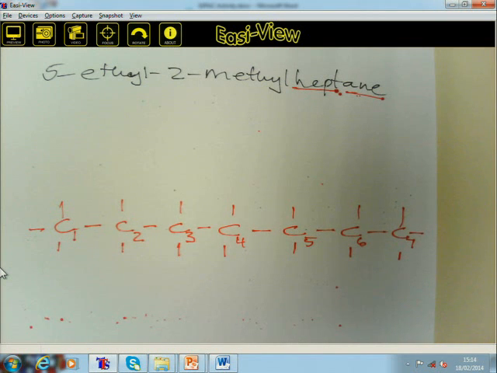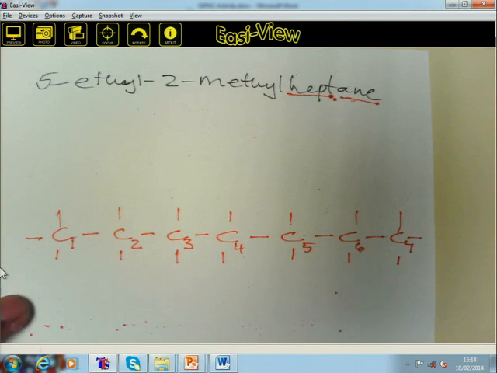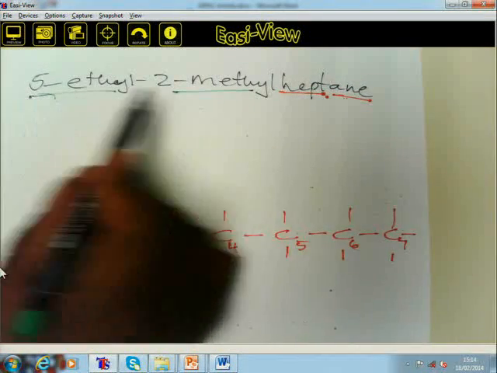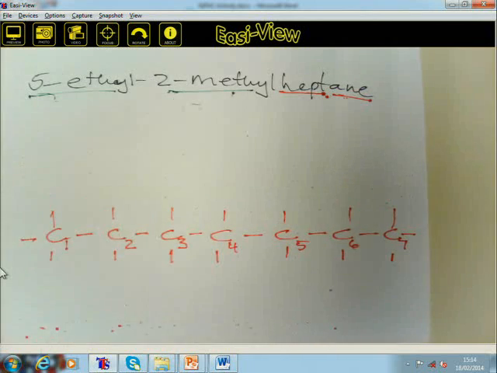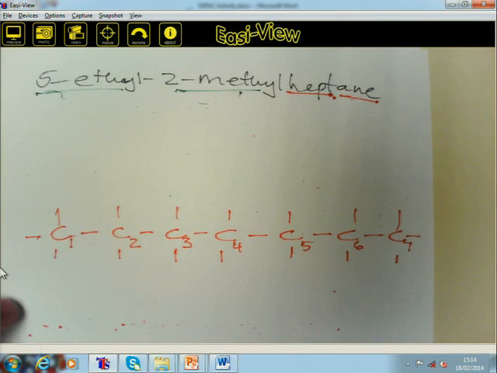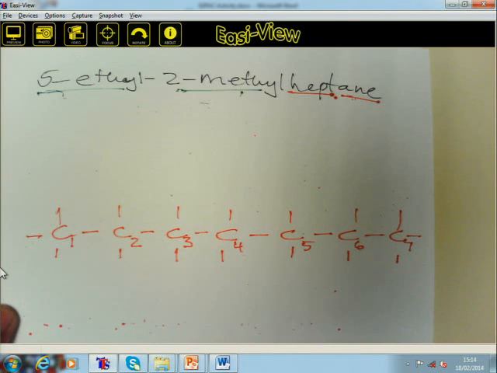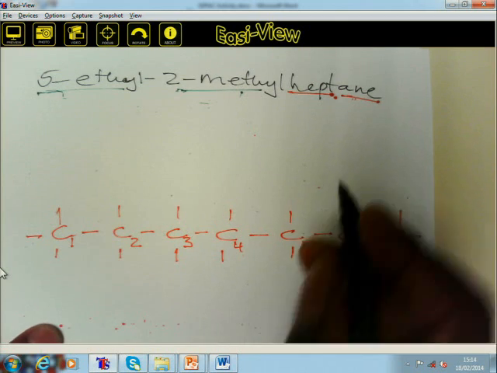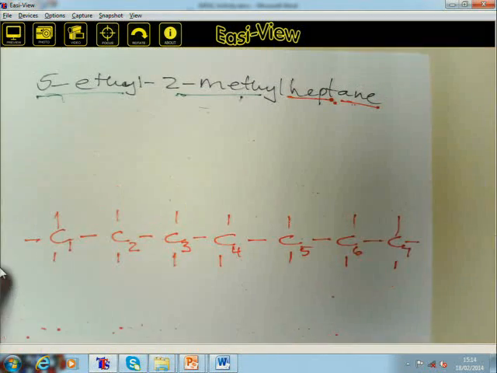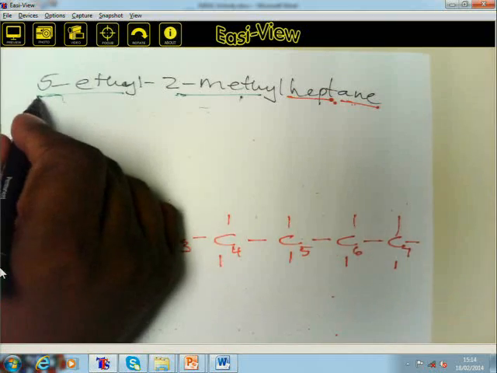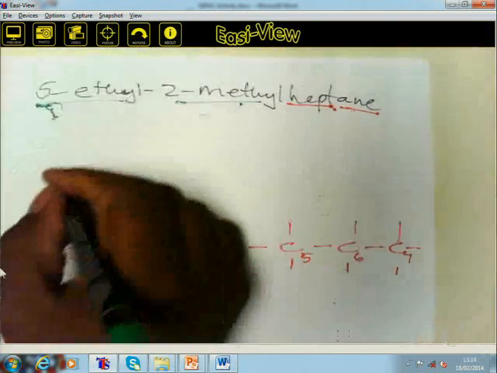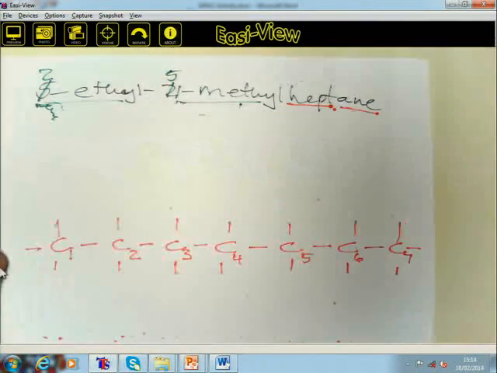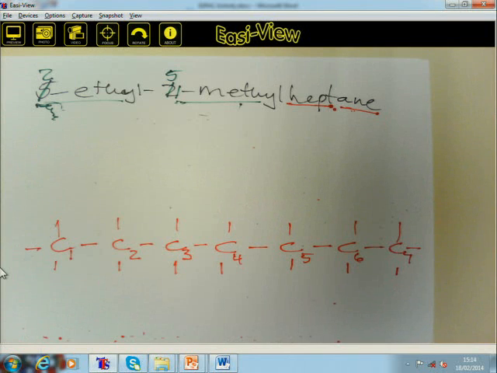And then after I do the numbering, I go to my name. I've got the 2 substituents. One is at carbon number 5, the other one is at carbon number 2. I think my numbers here are not correct. Let us just change them and say this is at carbon number 2, and then this one is at carbon number 5. I will show you why I have changed the numbers.